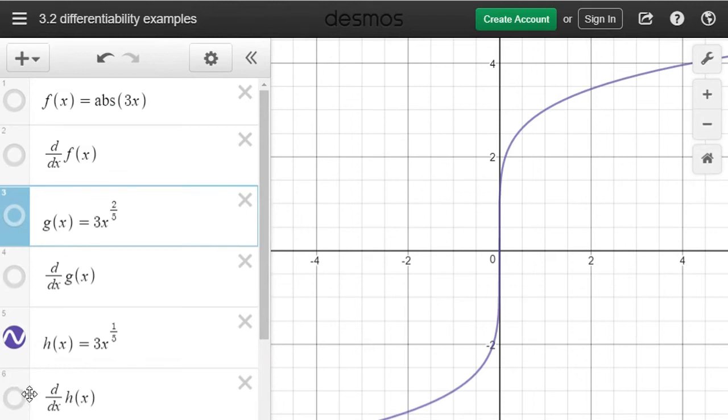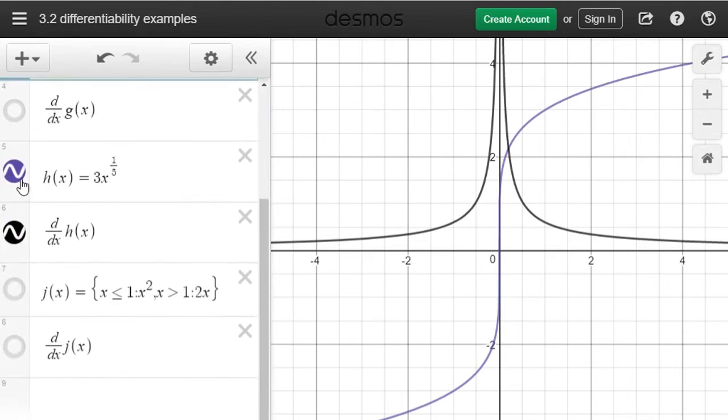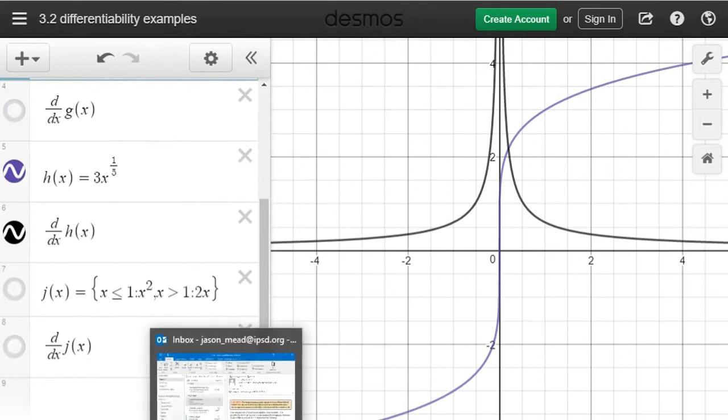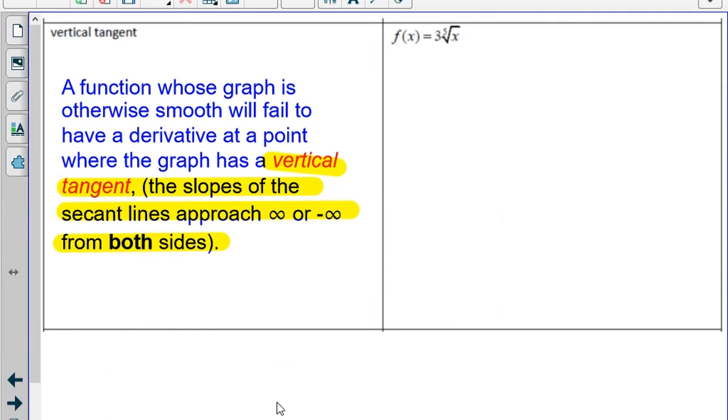So if we take a look at the derivative of this function, the derivative of the function is always positive, and it gets really, really big, really, really fast as we approach x equals 0 from both sides. Okay, so that is why this one doesn't work in terms of differentiability. There's no actual point there for the derivative. There is a point for the function. It's still continuous, but it doesn't actually have a derivative point there.